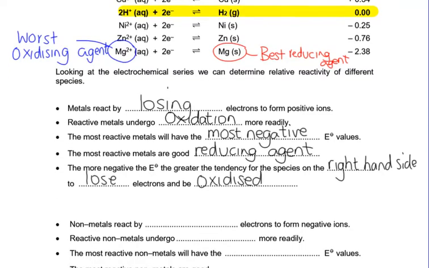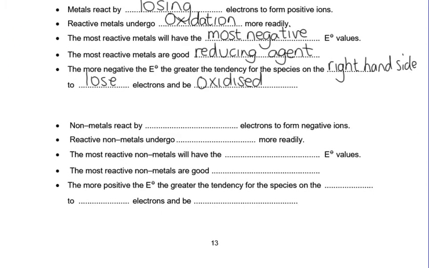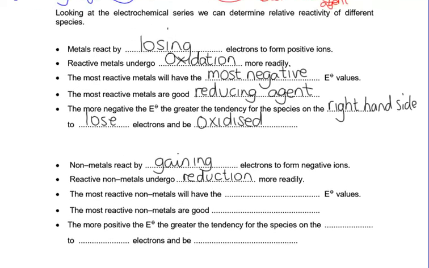Why don't we flip and have a look at non-metals? So non-metals like chlorine and bromine react by gaining electrons to become negative ions, so they are undergoing reduction because they're gaining. The most reactive non-metals, therefore, are the ones that gain electrons the most easily.